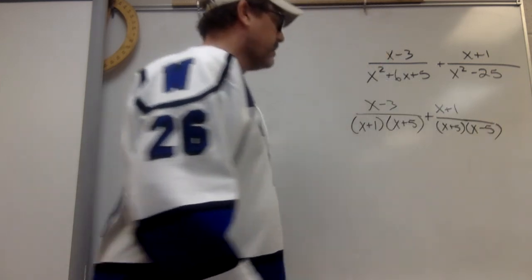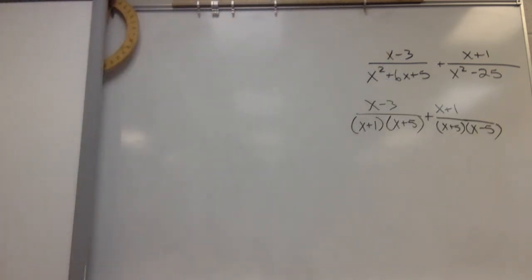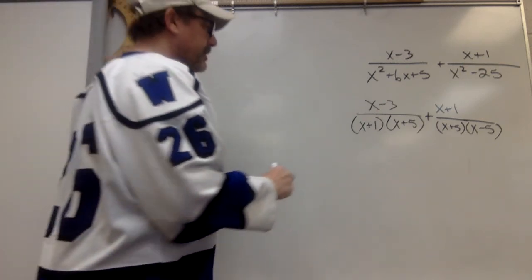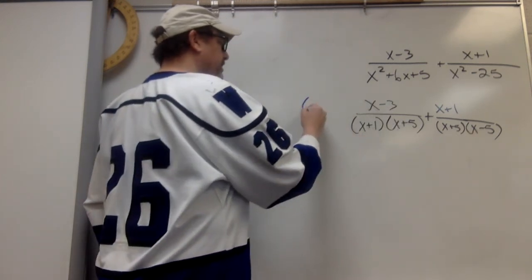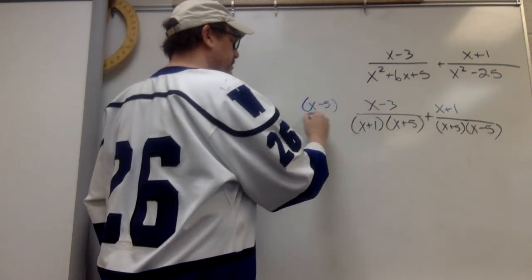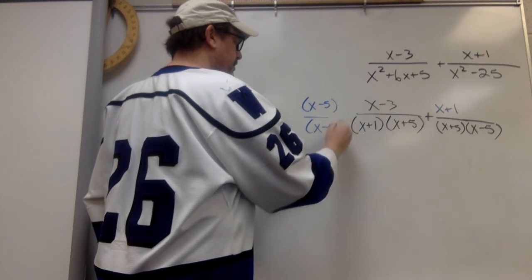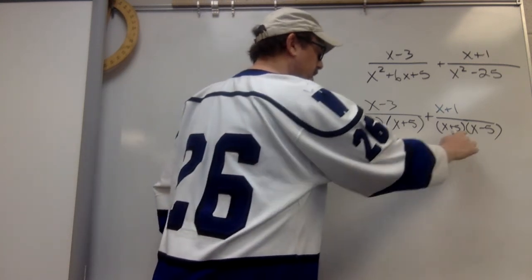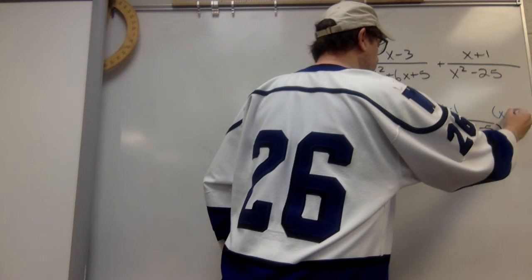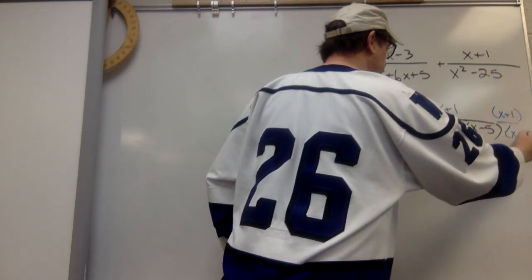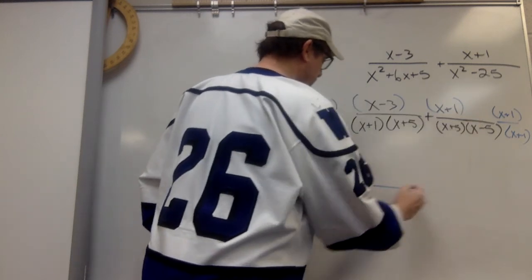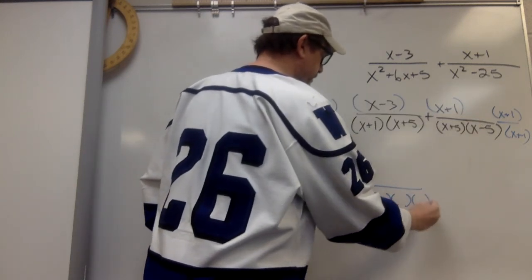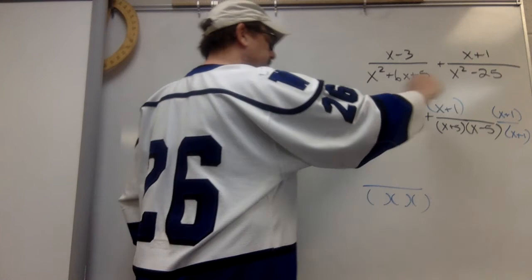You're thinking these problems are not short. You're correct. They're not short. We need a common denominator. This one is missing an x minus 5. This one is missing the x plus 1. We have our common denominator. FOIL, FOIL.